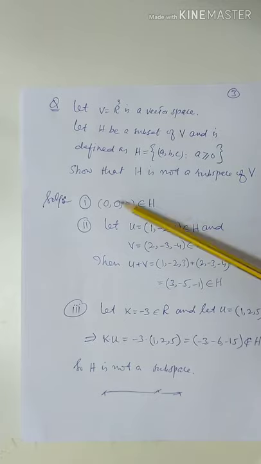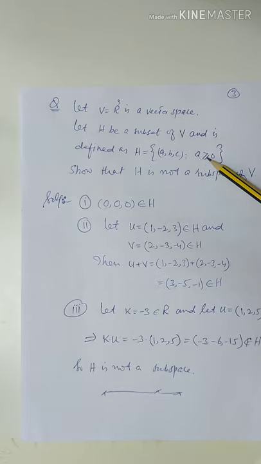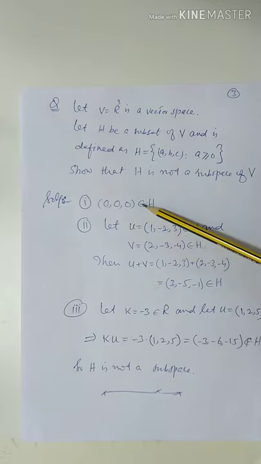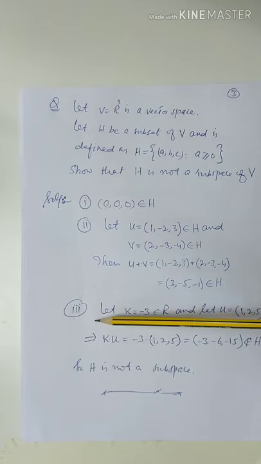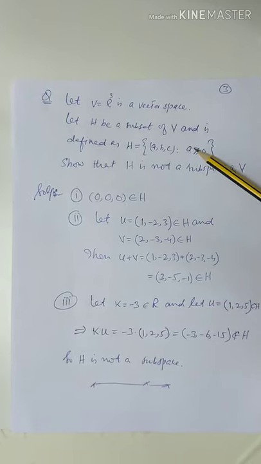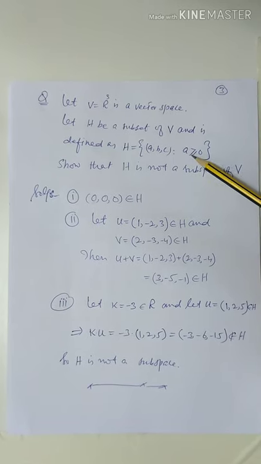And if, for example, the condition is A greater than 0, it means equal to 0 is not allowed. So then here it will be 0, which means this does not belong to H. So you will stop your question here, with no need for the second and third conditions. You must see the condition. What is the condition? You have to be very careful in the exam. What are the conditions given?